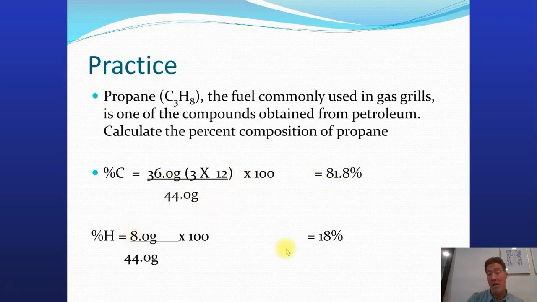The remainder, of course, we could just subtract this from 100 to get, but let's do the work. For the percent hydrogen, we have 8 hydrogens, so the molar mass of 8 hydrogens is 8. And again, the molar mass of the whole is what we calculated before, 44. 8 divided by 44 times 100 is 18%. Does this make sense? Yeah. Together, this makes up essentially 100%.